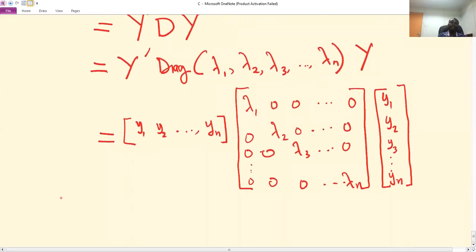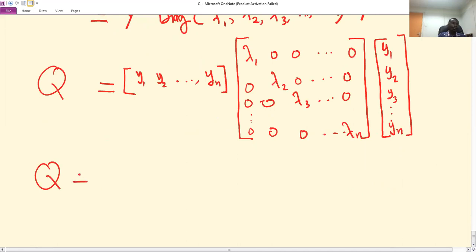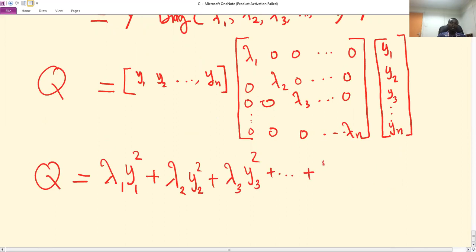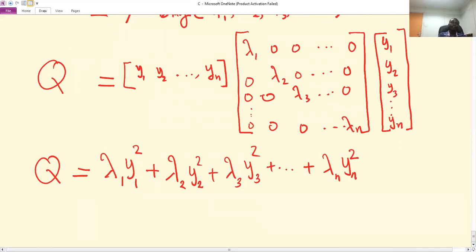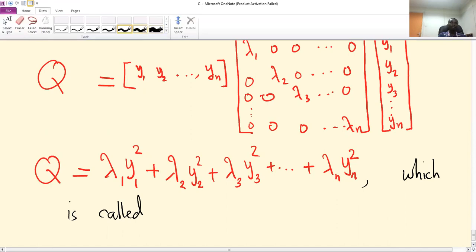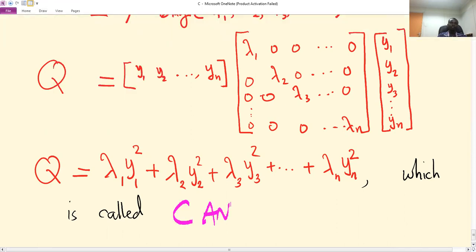It should be clear that, remember this is the quadratic form Q, if you multiply these three matrices, you will have lambda 1 Y1 squared, plus lambda 2 Y2 squared, plus lambda 3 Y3 squared, up to plus lambda n Yn squared, which is called the canonical form. So that's what we have.